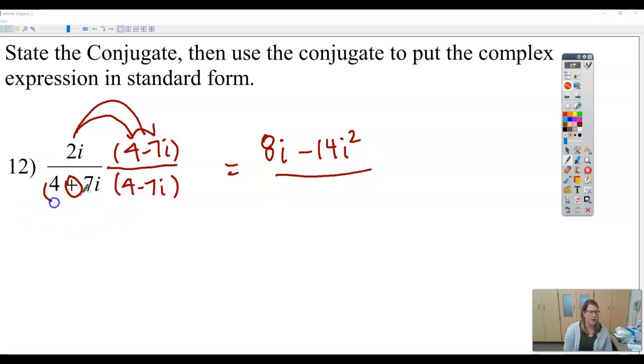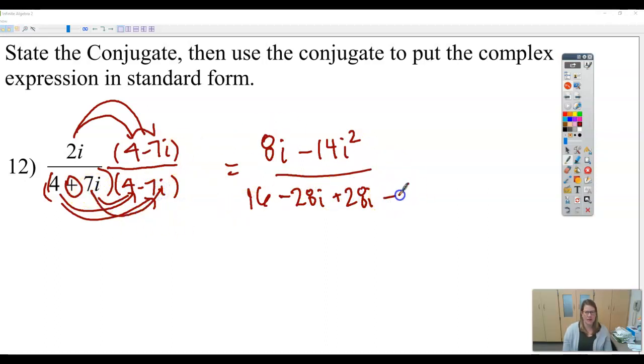On the bottom, I have to put parentheses here, and I need to distribute both of these. So 4 times 4 is 16. 4 times negative 7i is negative 28i. 7i times 4 is plus 28i. And 7i times negative 7i is negative 49i squared.